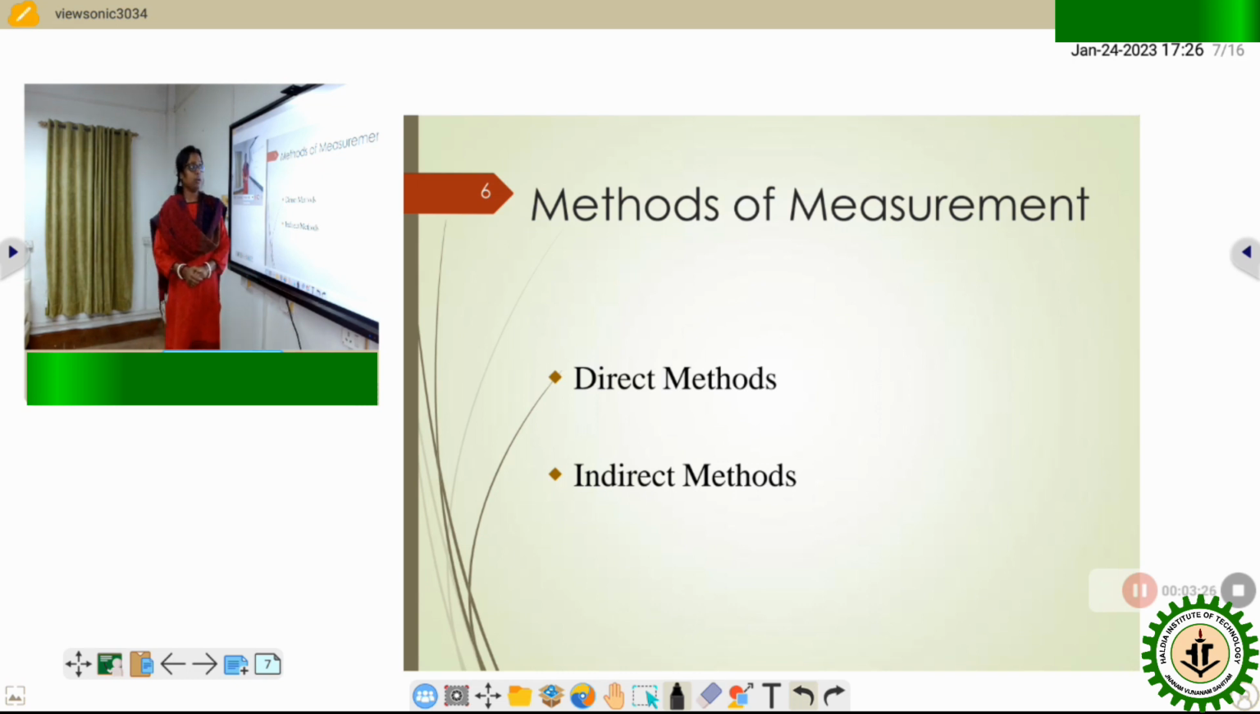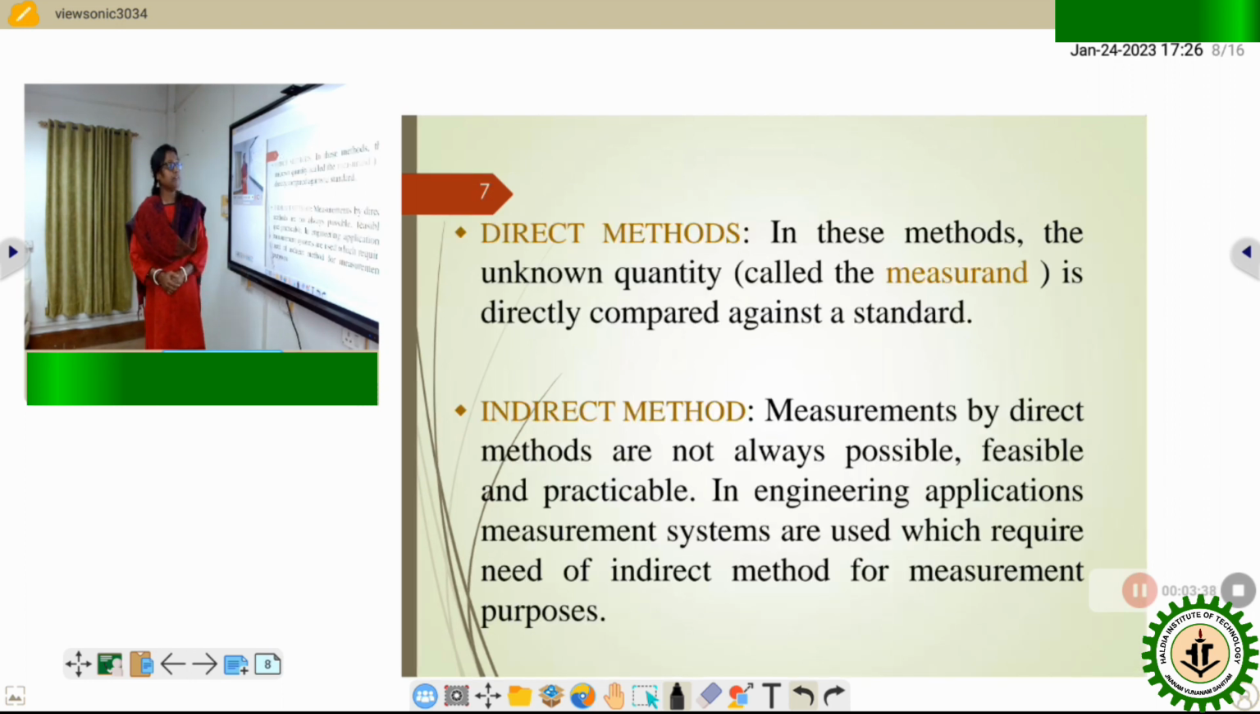The methods of measurement are generally classified as one, the direct method, and another, the indirect method. In the direct method, the unknown quantity is directly compared with the standard. For instance, when we measure current or voltage, that is a directly measured parameter. So the methods wherein we measure current, voltage, etc., are classified as direct methods.